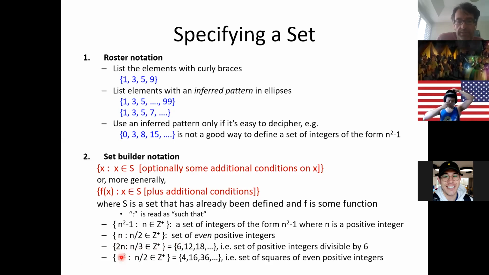Or n squared such that half of n is an integer. So what is this? It's a set of squares of even numbers, because this thing basically defines even integers, right? Okay.